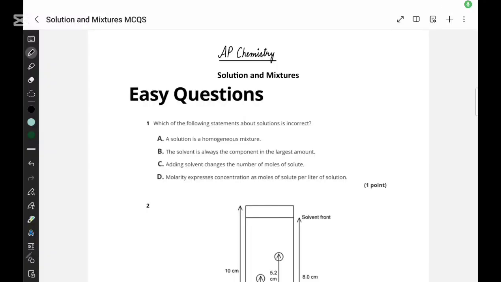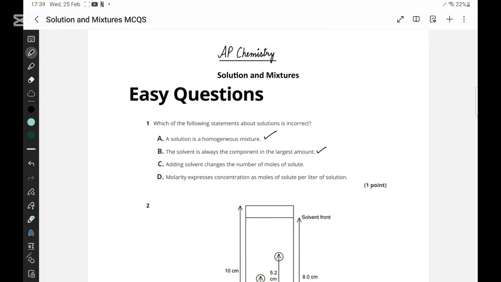In this video we are going to learn about the MCQs related to solutions and mixtures. Which of the following statements about solution is incorrect? A solution is a homogeneous mixture. It is true. The solvent is always the component in the largest amount. It is also true. Solute is in the smallest amount, so solvent is in the large amount.